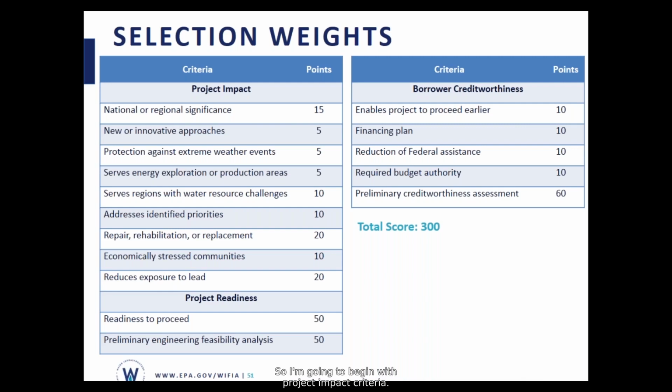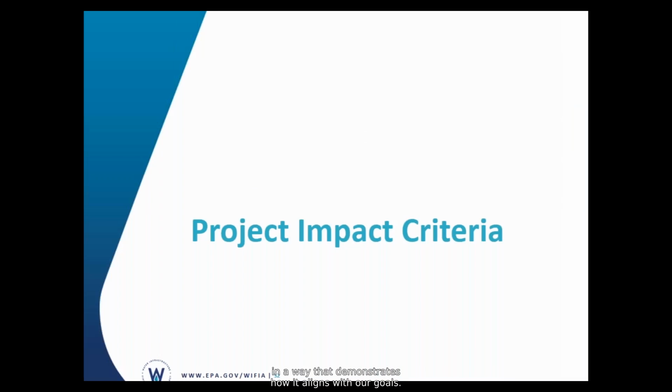So I'm going to begin with project impact criteria. For project impact in particular, this is really your chance to present your project in a way that demonstrates how it aligns with our goals. I want to remind people, when you're responding to the selection criteria in your letter of interest, you should write about the project for an audience that's unfamiliar with it. You can reference other materials and attachments in your responses, but keep in mind that the people reviewing it know very little to nothing about your project until they read your responses.